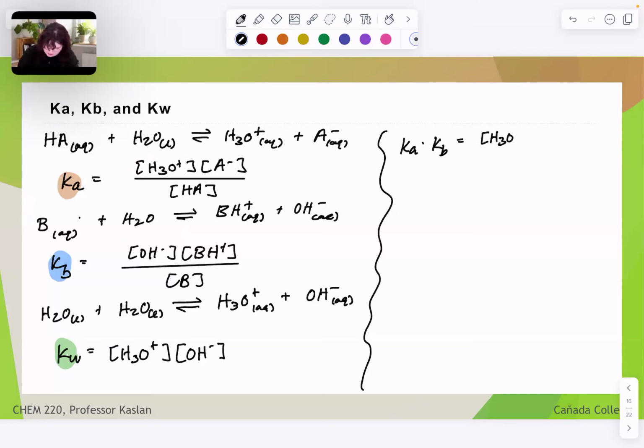concentration H3O plus, concentration A minus, ooh, over concentration HA, times concentration OH minus times concentration BH plus over concentration B.